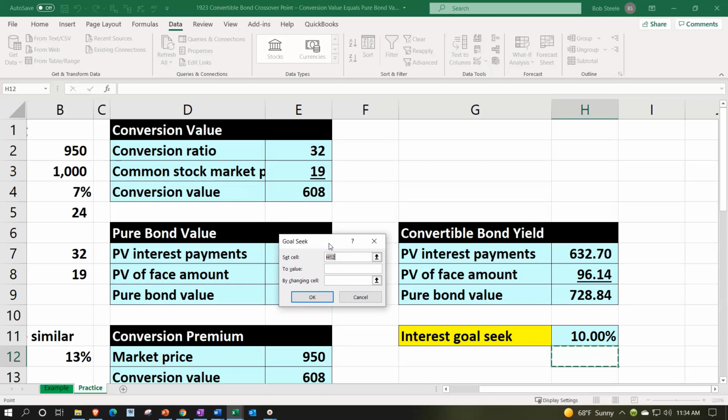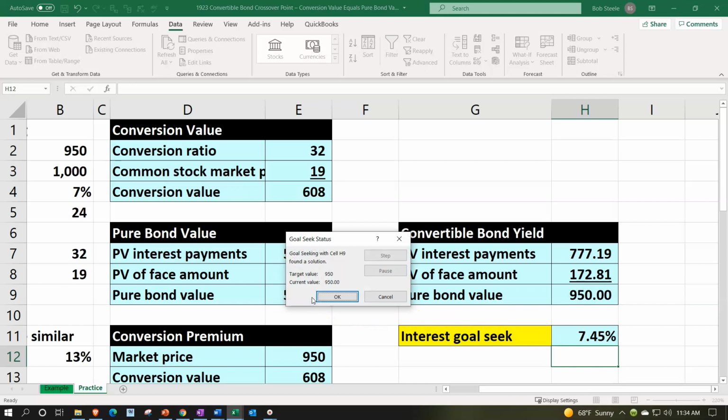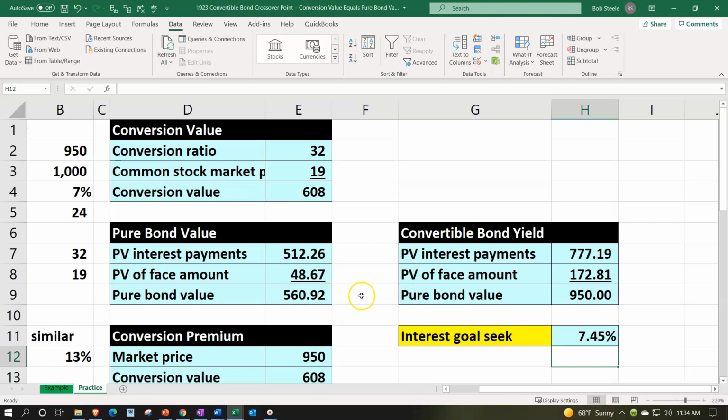So in any case, we're going to set this cell to be the 950 by changing this cell. And then we're going to say OK. So there we have it, changing the rate then to the 7.45.